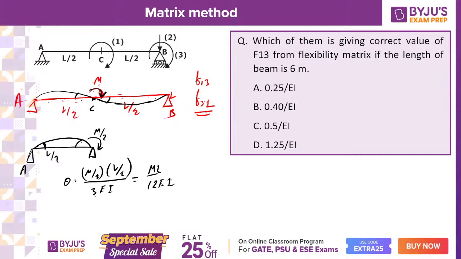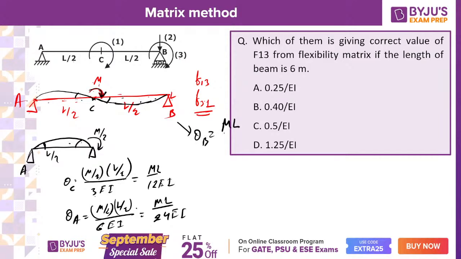And what will be the theta at this location? That theta is at C only. What is the theta at A? Theta at A will be nothing but ML by 6EI, and it will be ML by 24EI. This is similar to this one. Here also theta B you will get is nothing but ML by 24EI.